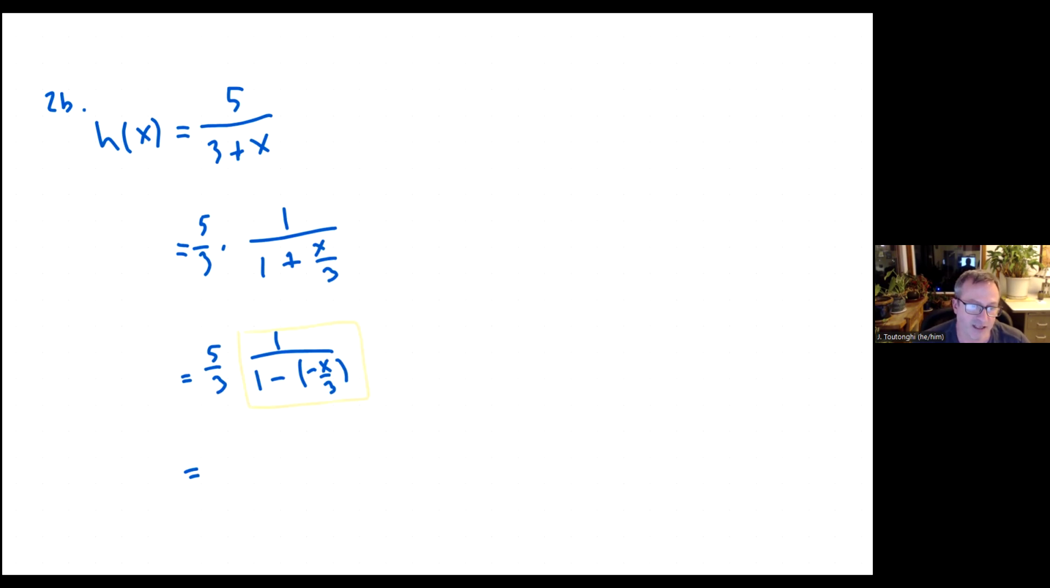So I leave the 5/3 out in front. I get the sum. I'll just leave it blue. I was going to make it yellow so you could see the two things, but it's hard to see the yellow. The sum from n equals 0 to infinity of whatever's in those parentheses, negative x over 3 to the n.